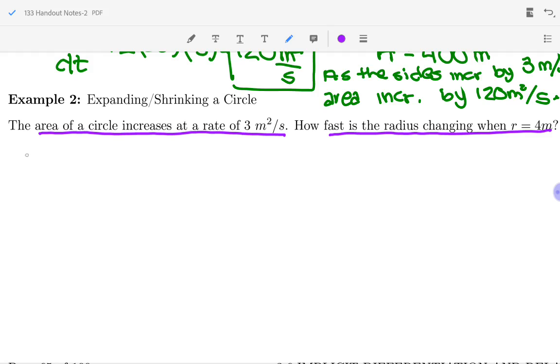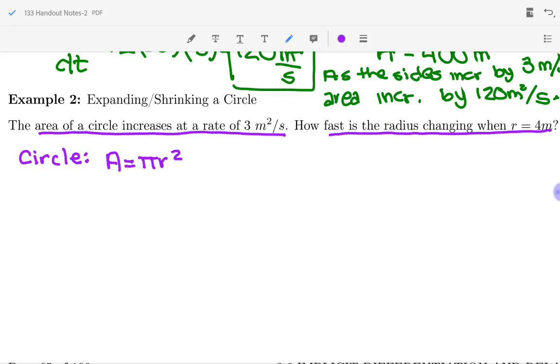So we need to think about a circle. This one is not as memorable as a square, I wouldn't say, but hopefully you know that the area of a circle equals pi r squared. So we have our function that relates our two things. Our area and our radius are related by A equals pi r squared.